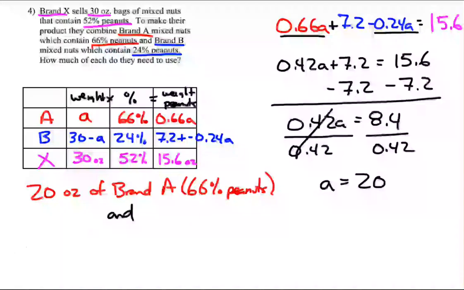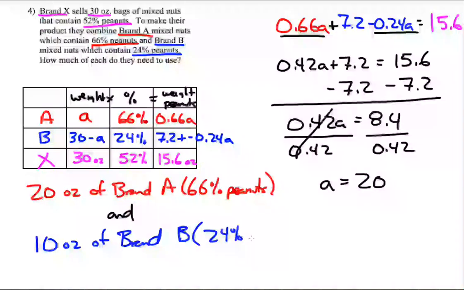And since we know A is 20, then we have 30 minus 20, so that would be 10. So we have 10 ounces of brand B, which is the one that is 24% peanuts. And if I add these two together and mix them up, I will end up with the bags that brand X sells of 30-ounce bags that are 52% peanuts.